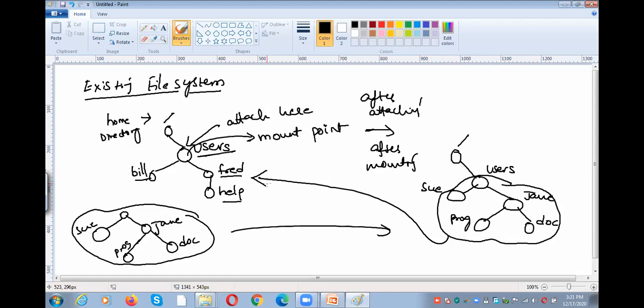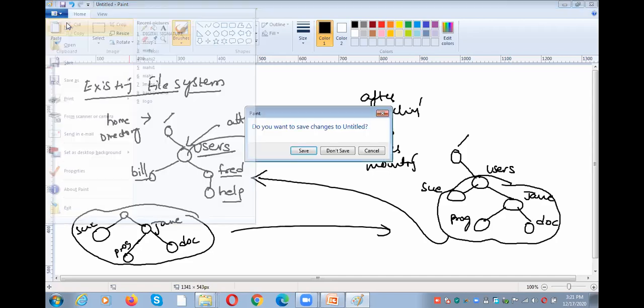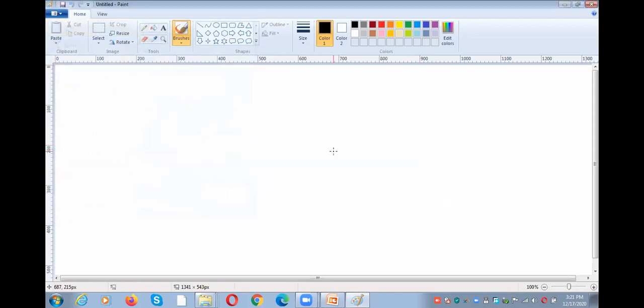So we can mount or we can unmount. Mounting means attaching files to a particular location, attaching to the file system. Unmount means detaching from the file system. Okay, everything is okay. For attaching, we go for mounting, and for detaching, we go for unmounting.